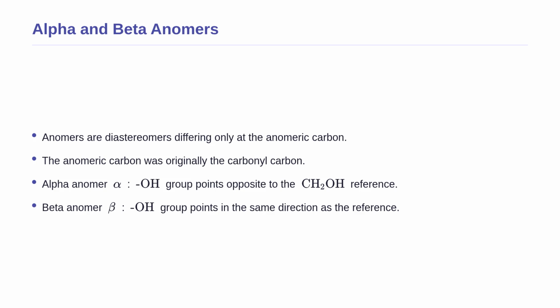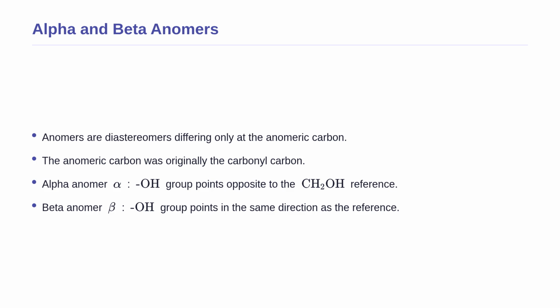To define these twists scientifically, we must look at the anomeric carbon. Anomers are a specific type of stereoisomer known as diastereomers. They differ in configuration only at the hemiacetal or hemiketal carbon, which we call the anomeric carbon. When the ring closes, the hydroxyl group on this carbon can point in one of two directions.